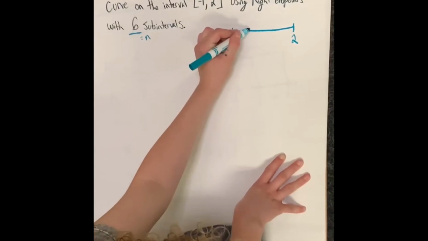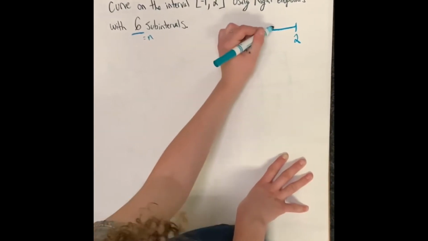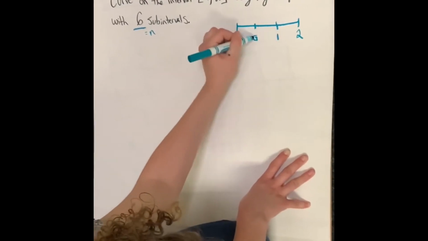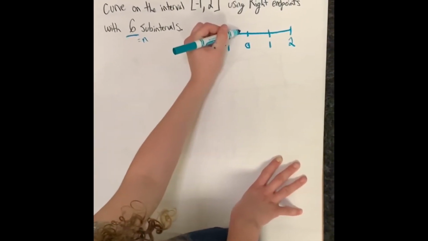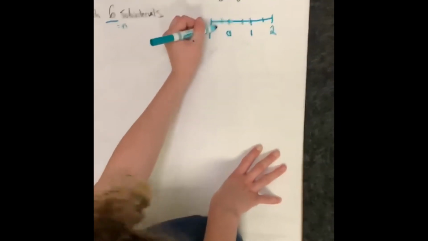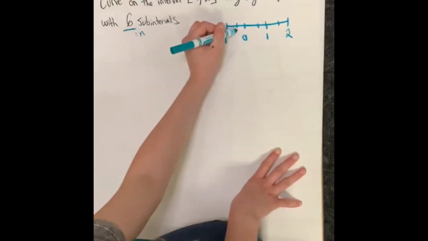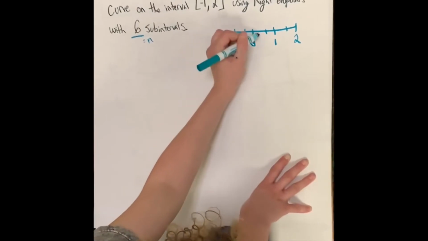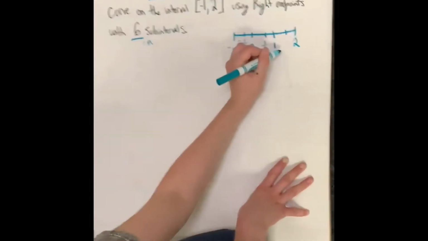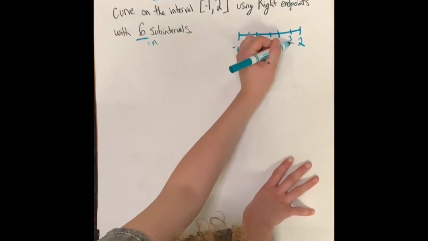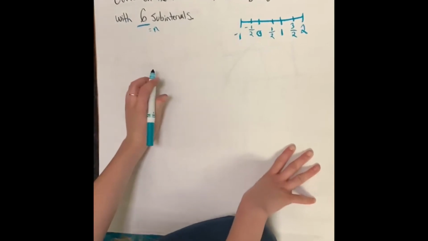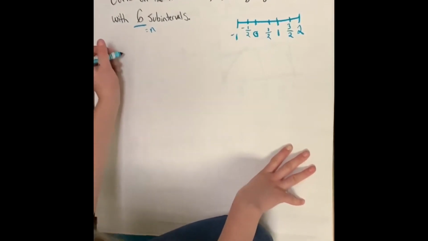So now we're going to draw out our points because we're using right endpoints and we're only going from -1 to 2. So in this scenario, we have 4 points on the basic line, but we need 6 in this scenario. So we're going to go in between each of those and figure out what that's going to be. So here it's -1/2, then we have 1/2, and then we have 3/2. So those are going to be our subintervals in this equation.